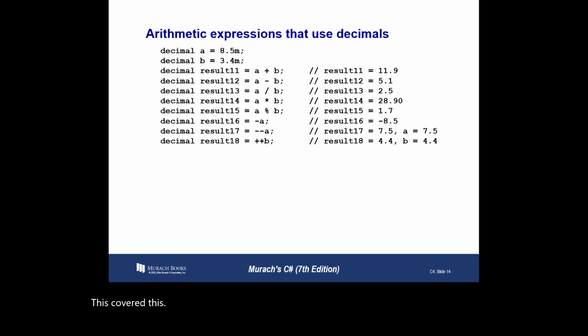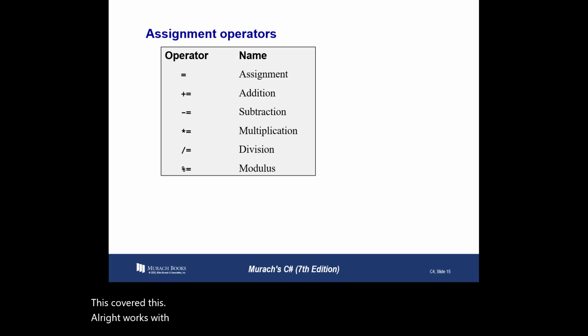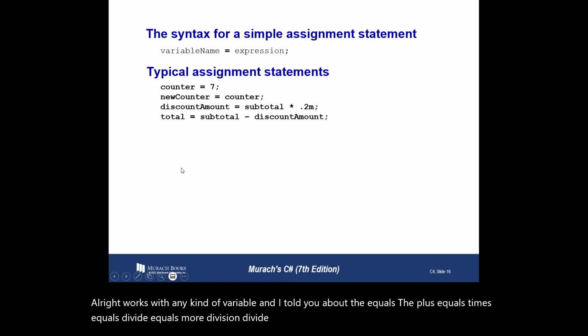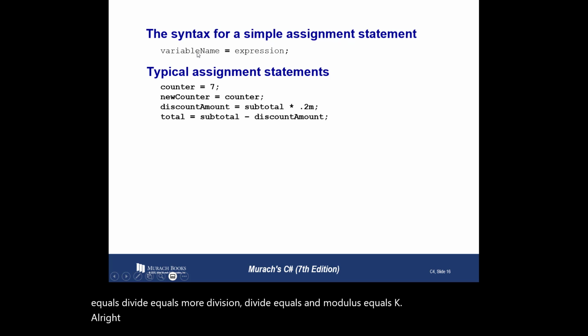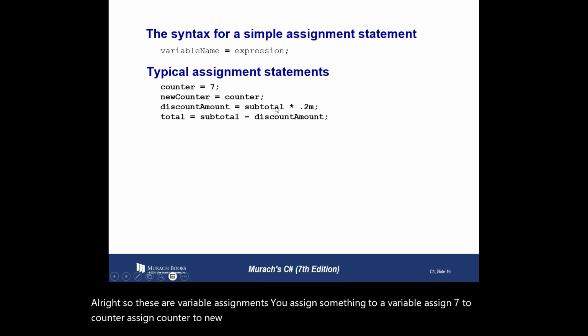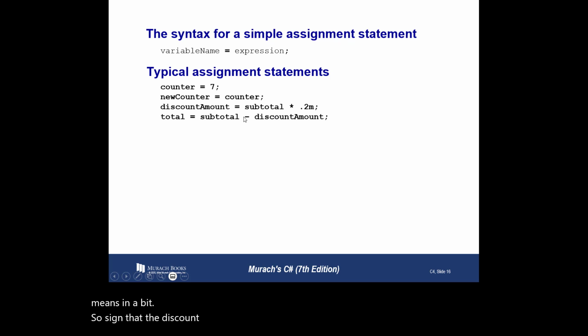All right. This works with any kind of variable. And I told you about plus equals, times equals, divide equals, and modulus equals. So these are variable assignments. You assign something to a variable. Assign 7 to counter, assign counter to new counter, assign subtotal times 0.2m. We'll get over what the m means in a bit. So assign that to discount amount, subtract discount amount from subtotal, and assign that to total.